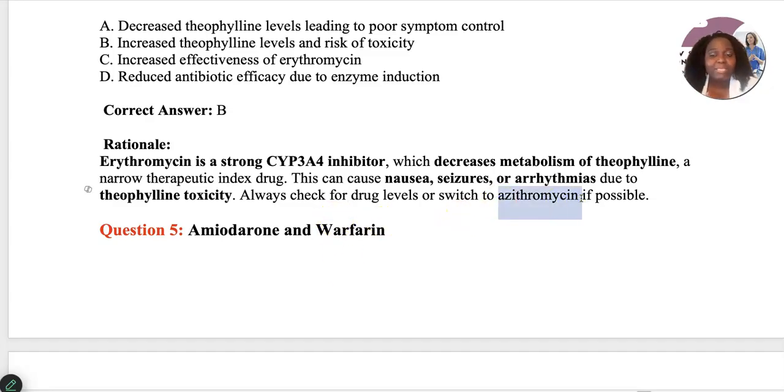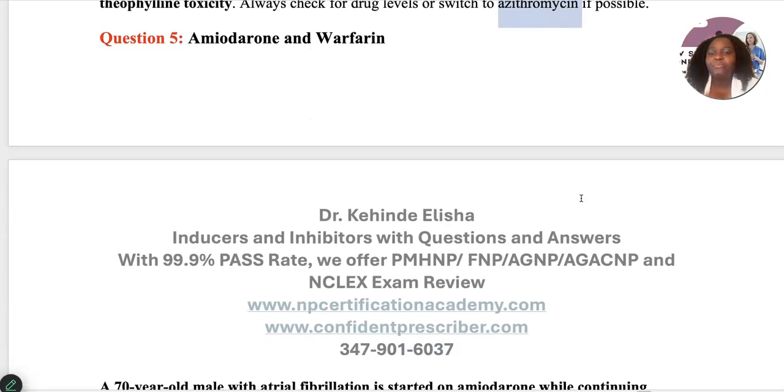Now, azithromycin also happens to be a macrolide. So we've got to know our drugs and classes. There is no kid without a mom. For every drug, there is a class. So if you know your drugs and classes, and you know another drug that belongs to that class, azithromycin belongs to the same class as erythromycin. But azithromycin is in fact not an inhibitor. It is just a substrate and does not cause any drug-drug interactions with theophylline. So we're going to switch to that as an alternative.